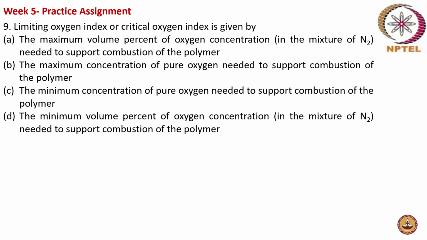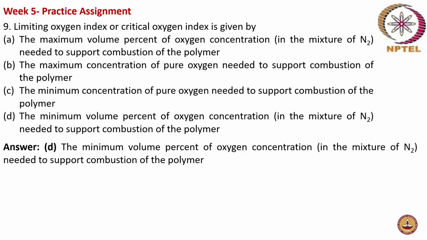According to my understanding, the answer is C. The minimum concentration of pure oxygen needed, you're saying. Okay, let's see the answer. It is actually D. It is the minimum volume percent of oxygen concentration in a mixture of nitrogen needed to support combustion. It is not a pure oxygen requirement. It is in the mixture. So they are talking about the air itself, no? Yes. So when it is in air, what is the minimum volume percent of oxygen required? So they are talking about air.